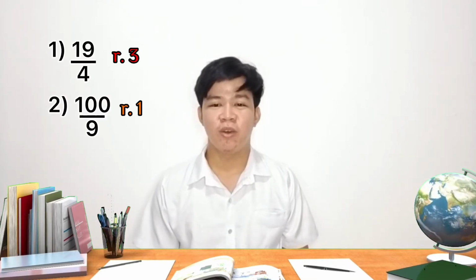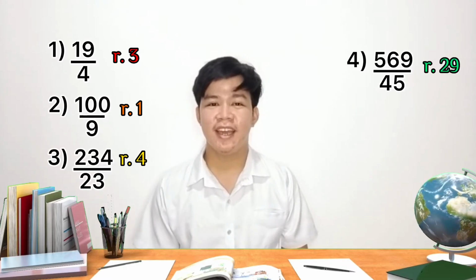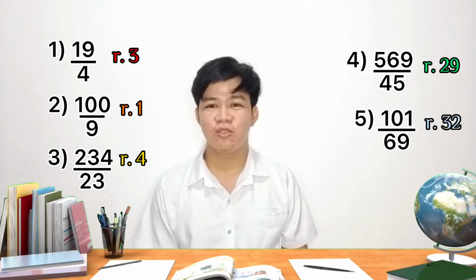Let us check if your answers are correct. So for number 1 is 3. For number 2 is 1. For number 3 is 4. For number 4 is 29. And lastly, the answer is 32.